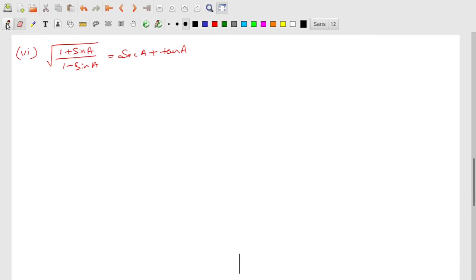In question number 4, we have root of (1 plus sin A) by (1 minus sin A) in the LHS, and secant A plus tan A in the RHS. Let me take LHS: root of (1 plus sin A) by (1 minus sin A). So now how to get this secant A plus tan A out of this? First we need to remove this root from the expression. And how to remove a root?